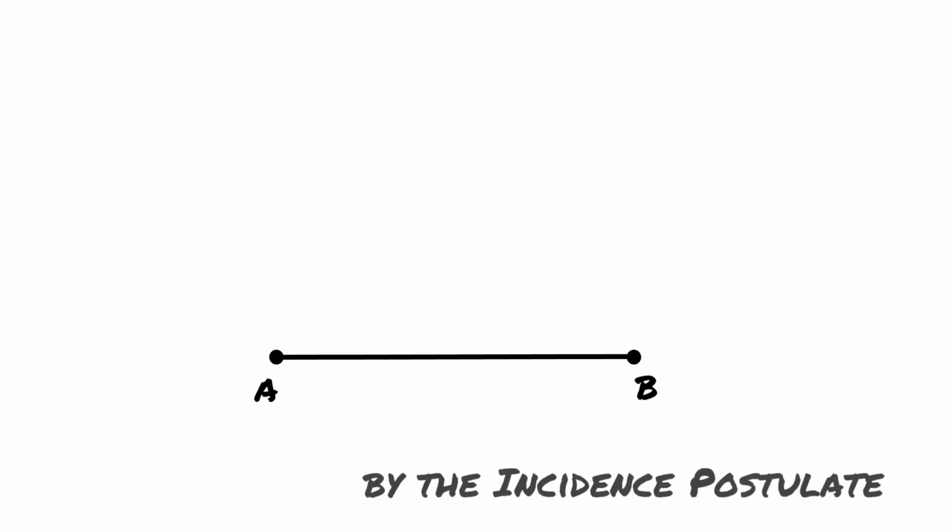Now let's actually try to draw a rectangle. It shouldn't be too hard. Remember though, we can only use things that are guaranteed by the neutral geometry axioms. First, we know that rectangles have congruent opposite sides. So let's try to take advantage of that. Let's pick 2 points, A and B, and draw the line segment AB between them. We can do that by the incidence postulate.